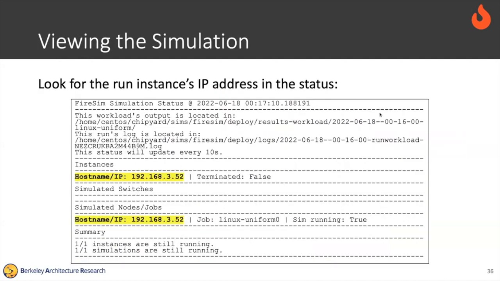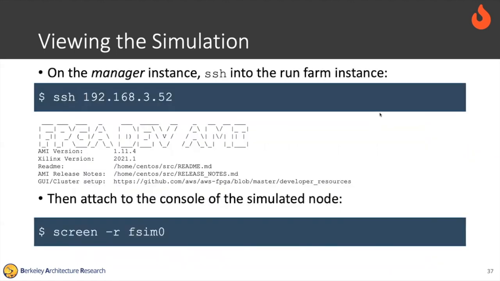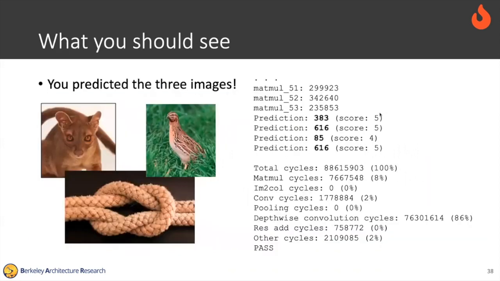So if you were actually doing this, what would you be doing? You would do your FireSim run workload. You would see the output log. You would see the IP address in another terminal. You would SSH into that simulation machine, or rather you would do screen, excuse me, not SSH. Then you would see the output of MobileNet working. So you would predict the following images. But since we're running low on time, we'll do this in the next section, with extra debugging information.